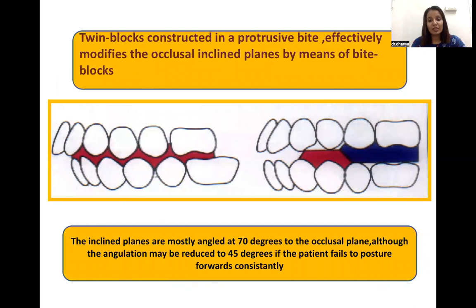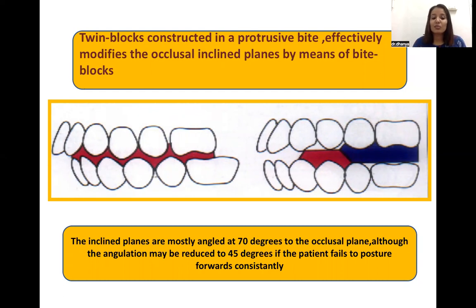Twin blocks are constructed in a protrusive bite that effectively modifies the occlusal inclined planes by means of the bite block. So whenever we place a twin block, it is ideally recommended in cases of class 2 malocclusion. Class 2 malocclusion is distal occlusion. So we are moving the bite in a protrusive bite, which effectively modifies the occlusal inclined planes and becomes a class 1 relationship. So we are moving from class 2 to class 1, or trying to do growth modification to achieve a class 1 molar relation.